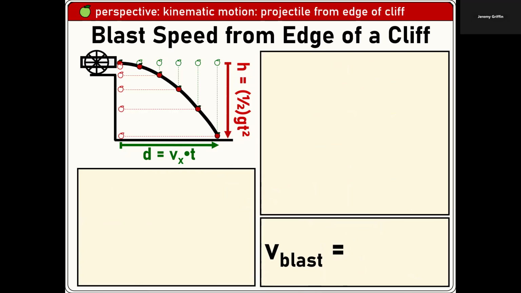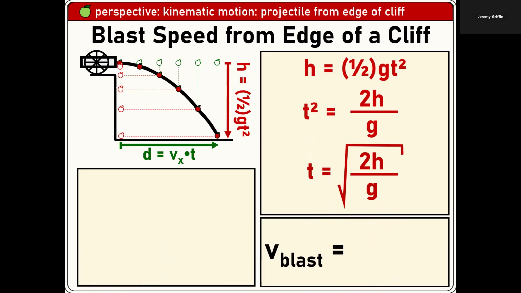Okay. What's the blast speed of the launcher? So go ahead, write as much as you can. What do you remember here? We have our original. Move it over. All right, let's start with vertical. What did you guys write for vertical? Yeah, same as the last slide. Same formula, rearrange it, solve for T.